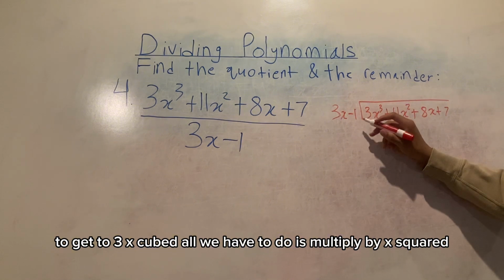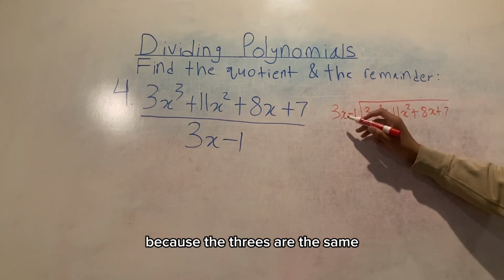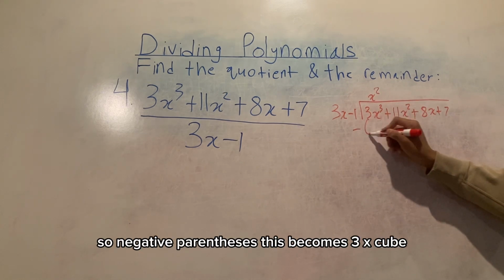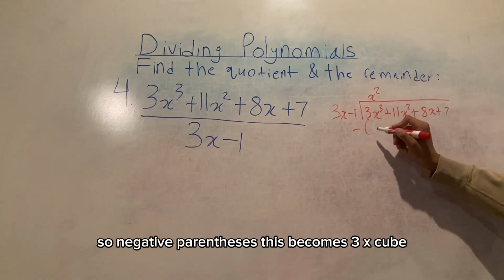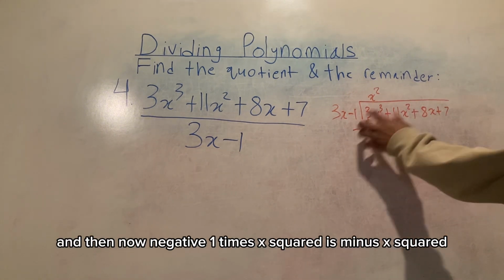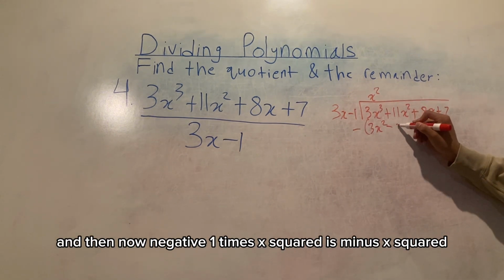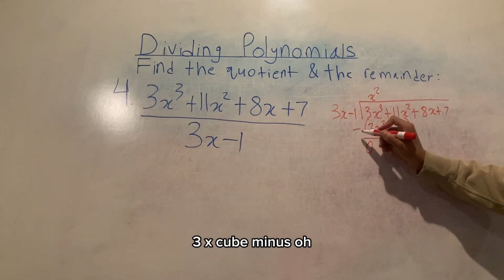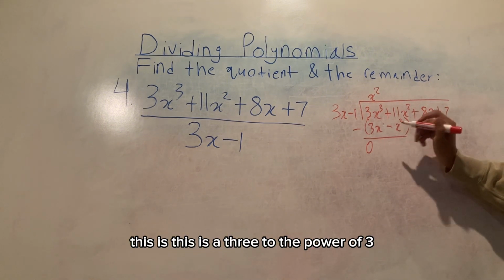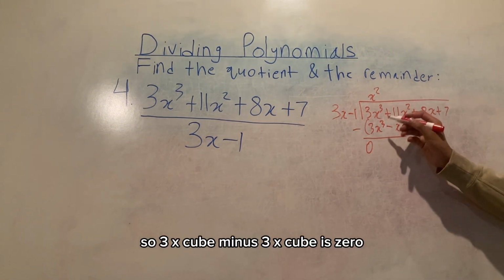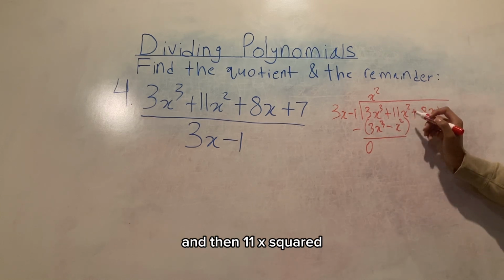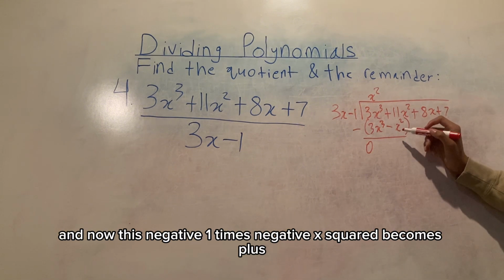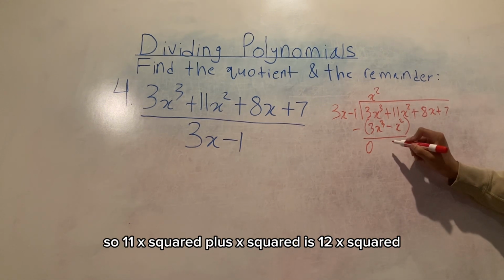So first thing, what do we have to do to 3x to get to 3x cubed? All we have to do is multiply by x squared because the 3's are the same, and the only thing that's different is the x. So x squared, so negative, parentheses, this becomes 3x cubed. And then negative 1 times x squared is minus x squared. And now we add, this becomes 0. 3x cubed minus 3x cubed is 0. And then 11x squared, and now negative 1 times negative x squared becomes plus. So 11x squared plus x squared is 12x squared.